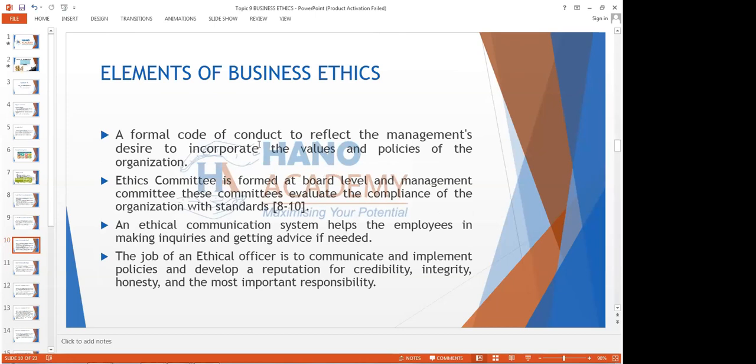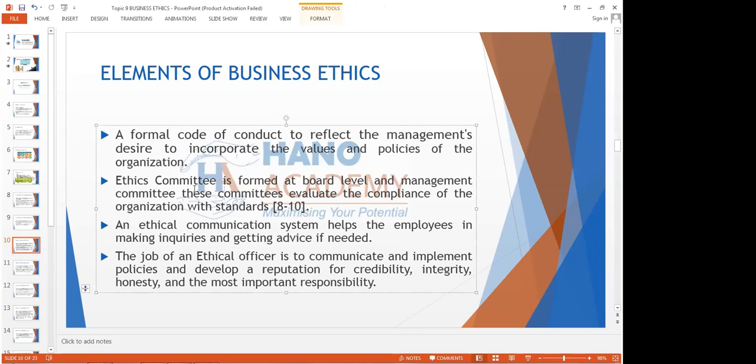Code of conduct, code of behavior, code of ethics, very important. A code of conduct demonstrates what is expected of the employees, what is expected of the workers within that organization or company. It should have that demonstration of how the employees need to behave.